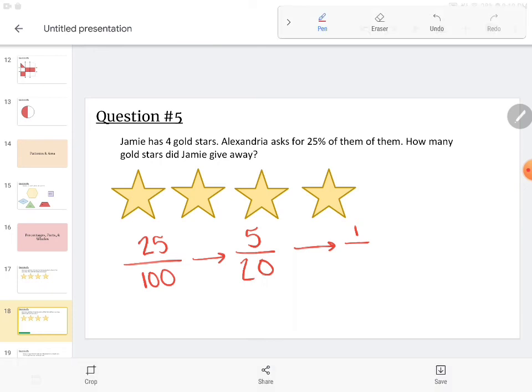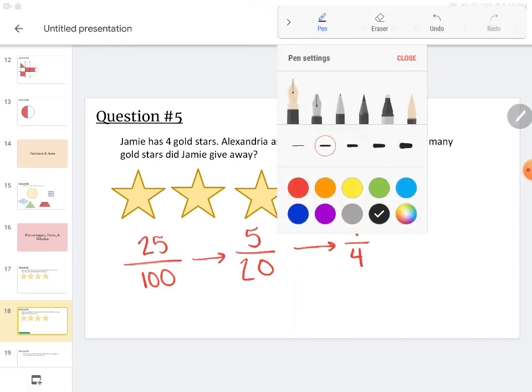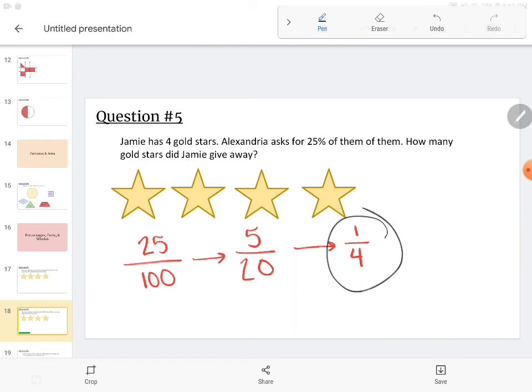Both of these numbers are still divisible by 5. So 5 divided by 5 is 5... I mean 1. 20 divided by 5 is 4. Our ending fraction is 1/4, which means that Alexandria took 1/4 of Jamie's gold stars. Well, we have 4 stars right here.